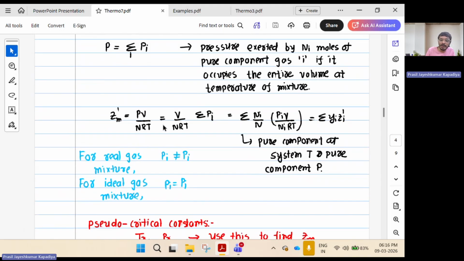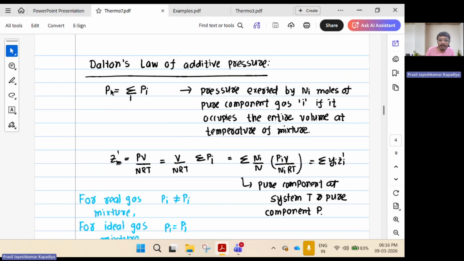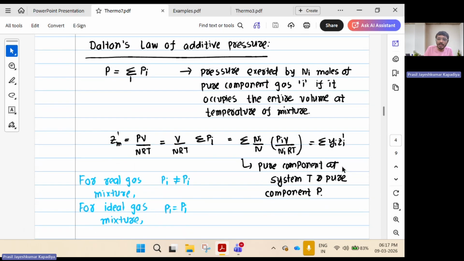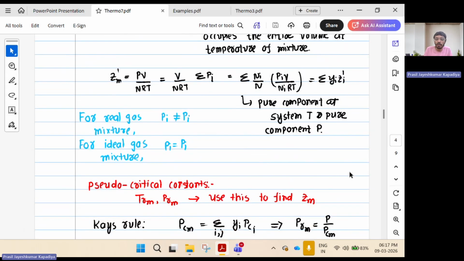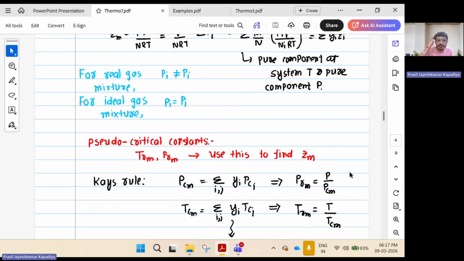So we can write V by nRT as it is, and what can I write? P can be replaced with summation of Pi. Now if in this V by nRT I keep inside, and if I multiply with Ni and Ni, I get that Zm prime is nothing but summation Yi into Zi prime. So both laws, we are ending up at the same place. Okay, and both these laws are only useful for ideal gas mixture. Those are very accurate for ideal gas mixture, not for real gas mixture.